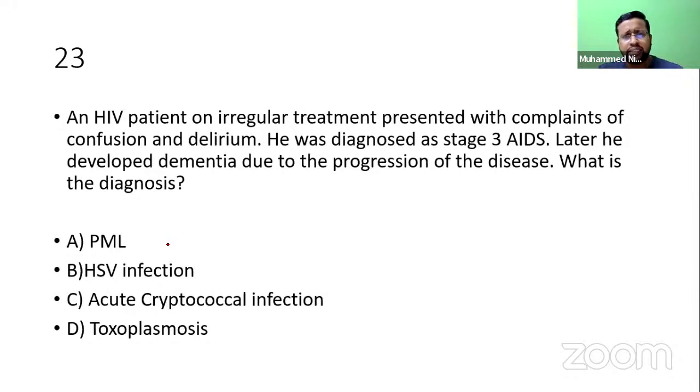Now, in HIV, HSV is not a common cause of CNS infection; it can occur but is rare. Cryptococcal infection can occur, usually presenting as a subacute meningitis, with confusion and delirium progressing to dementia. So that is not something that we usually see.